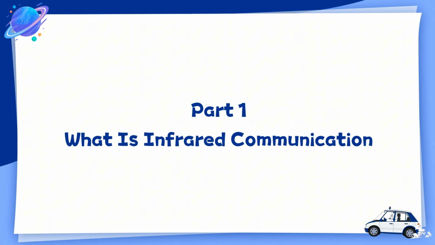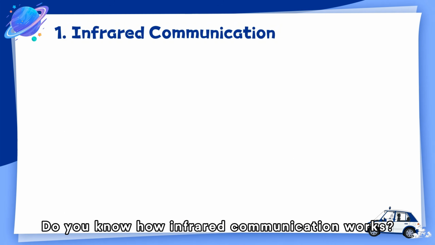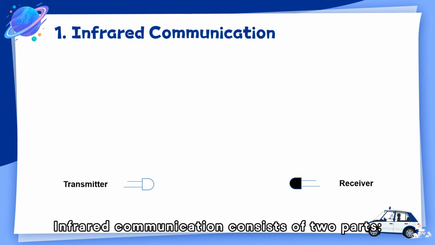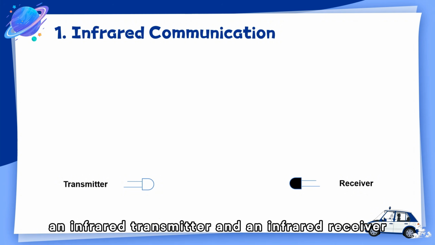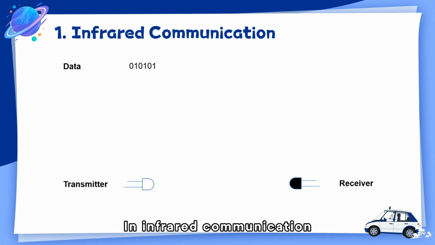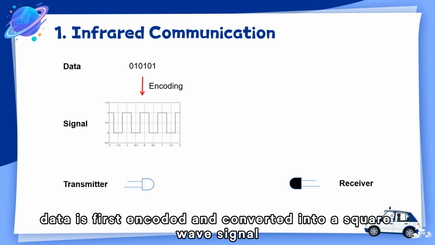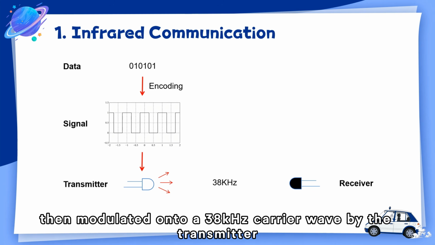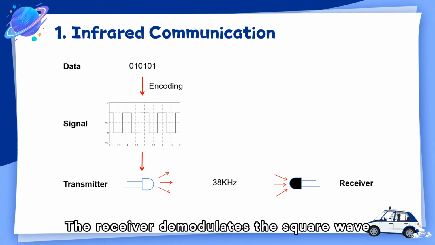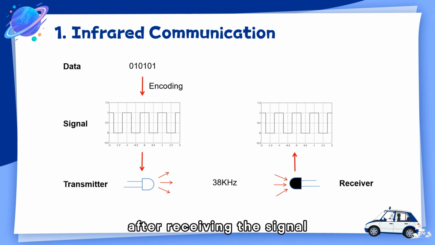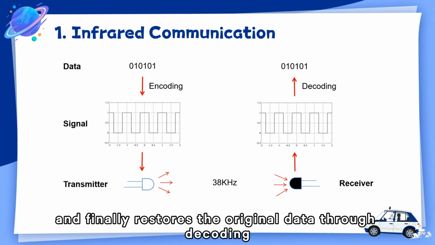Part 1. What is infrared communication? Do you know how infrared communication works? Infrared communication consists of two parts, an infrared transmitter and an infrared receiver. In infrared communication, data is first encoded and converted into a square wave signal, then modulated onto a 38 kHz carrier wave by the transmitter. The receiver demodulates the square wave after receiving the signal, and finally restores the original data through decoding.